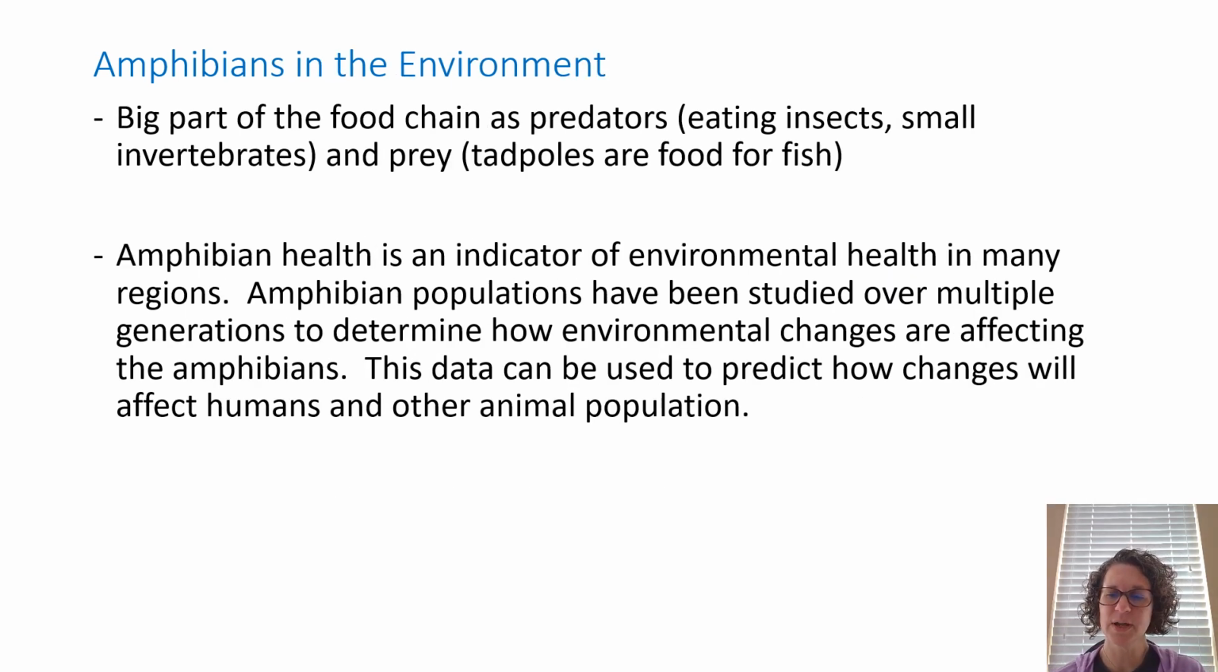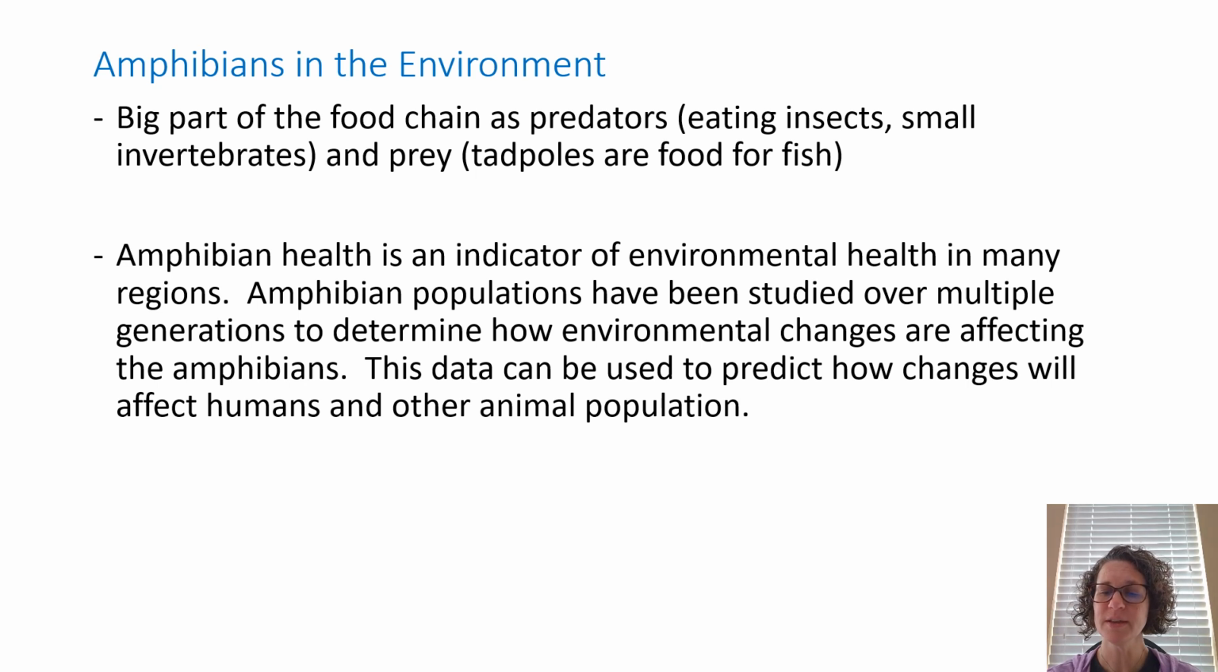Okay, last but not least, the amphibians in the environment. So they are a big, big part of the food chain in some areas as predators. Like I said before, they are big hunters. They're eating insects, smaller invertebrates, small mammals, but they are also prey. The tadpoles in particular are a good food source for fish. The frogs are a good food source for snakes, for birds. Some people eat frog legs. And so huge as far as food goes.